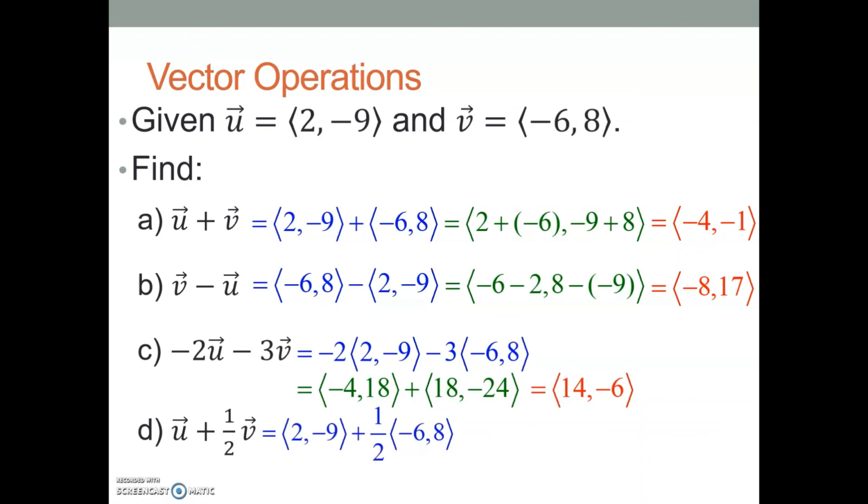In the last example, we start with vector u. We have a scalar of 1/2 times vector v. Add components to get a resultant vector.